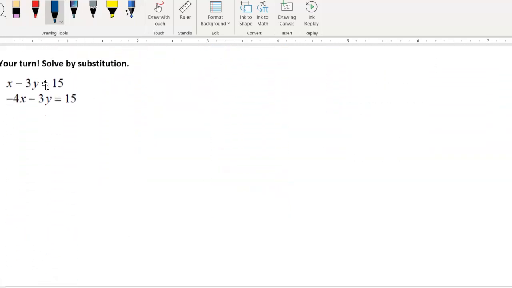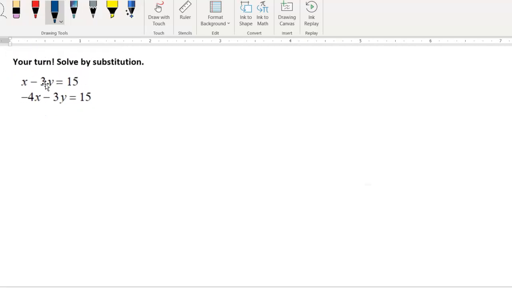So to practice, I want you guys to practice this one by using substitution just like we did in the previous one. So pause the video and hit play when you're ready to check to see if you've done it correctly.